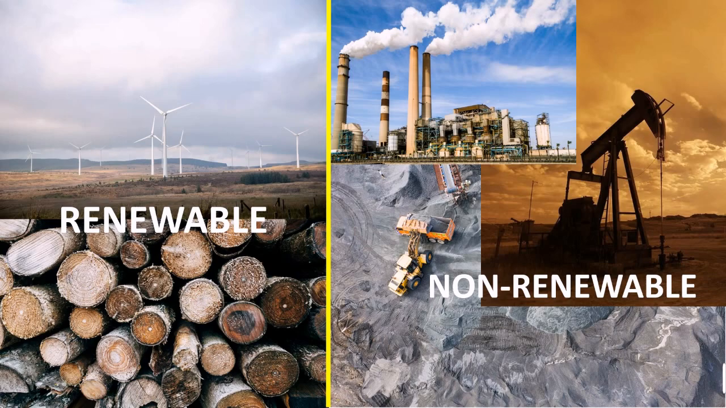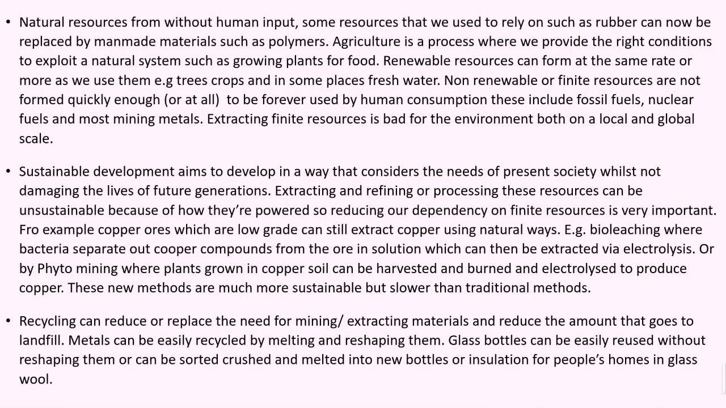Sustainable development aims to develop in a way that considers the needs of present society, whilst not damaging the lives of future generations. Extracting and refining or processing these resources can be unsustainable because of how they're powered, so reducing our dependency on finite resources is very important.